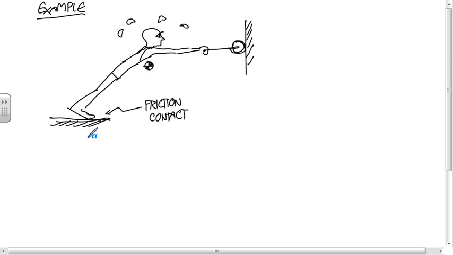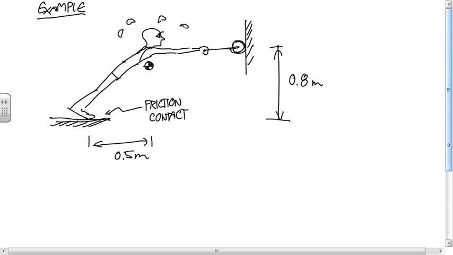So what do we need to know? Let's say that we know this distance is 0.5 meters, and let's say that we know this distance is 0.8 meters.